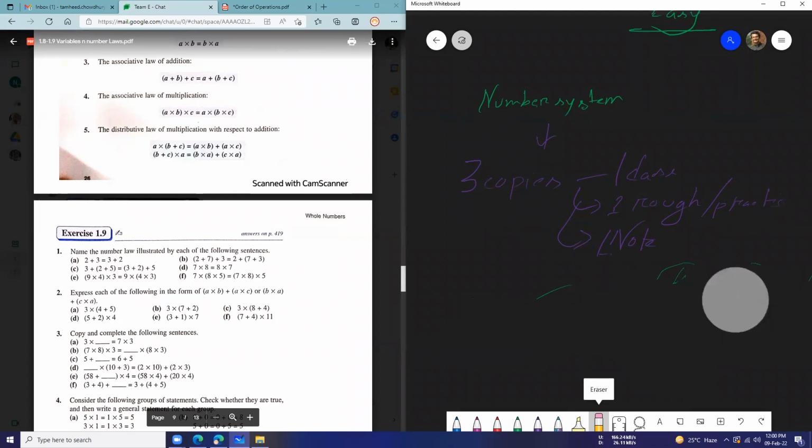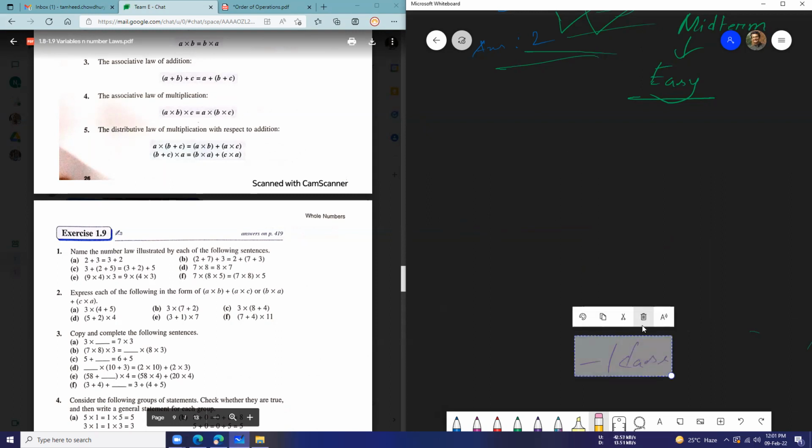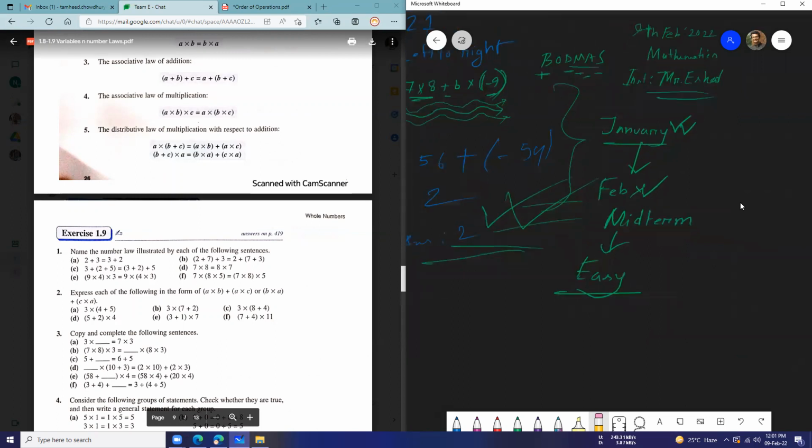So we're going to continue. There is the number system. So you learned about the number system. The midterm is going to be easy for you. No worries if you get 0 out of 100. I don't mind. You will eventually get 100 out of 100 one day.